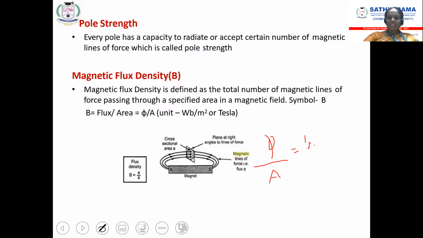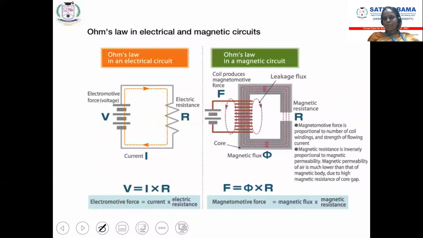The unit for phi is Weber. You need not write Weber in full; you will write Wb. So the unit is Weber per meter squared, or we say Tesla. There is an important story behind Tesla. He discovered so many things and had many inventions behind him. That's why the unit for magnetic flux density is Weber per meter square. I can simply say Tesla or Weber per meter square.